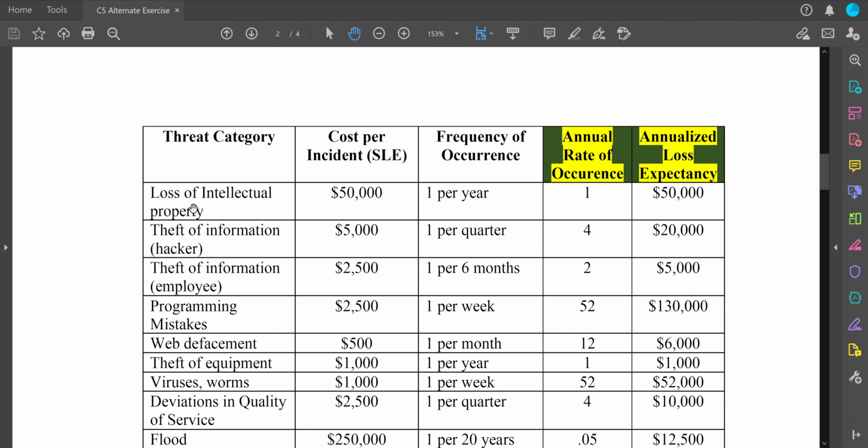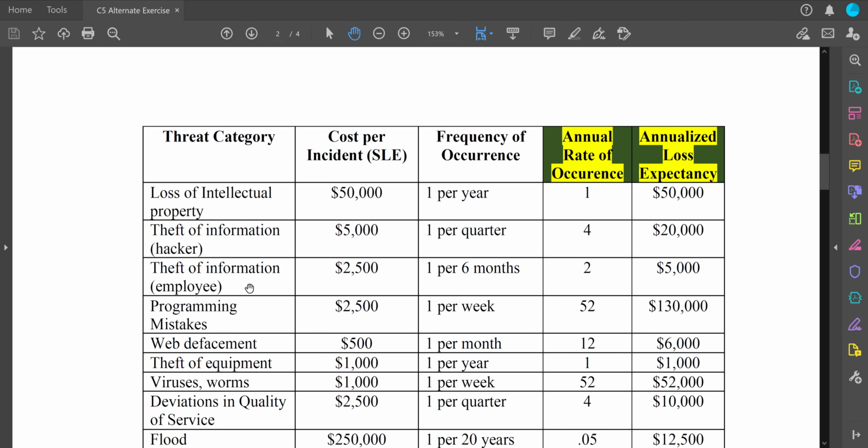So, for example, let's look at the first row here in this threat category, loss of intellectual property. The frequency of occurrence, you'll start here, is once per year, one per year. So in this incident, loss of intellectual property happens once per year, right? So how many times in a year? One, right? That might be a bit trippy, so let's try this one: theft of information by an employee, right?